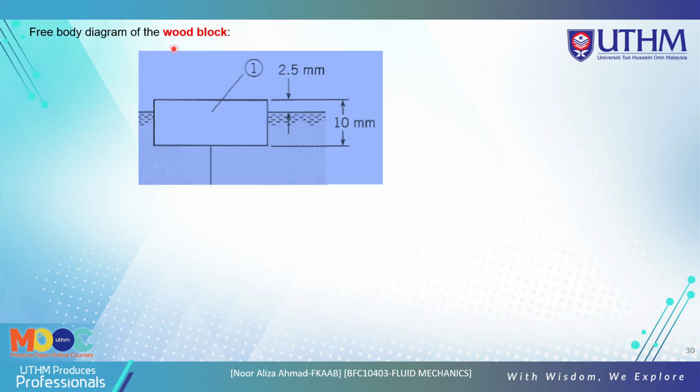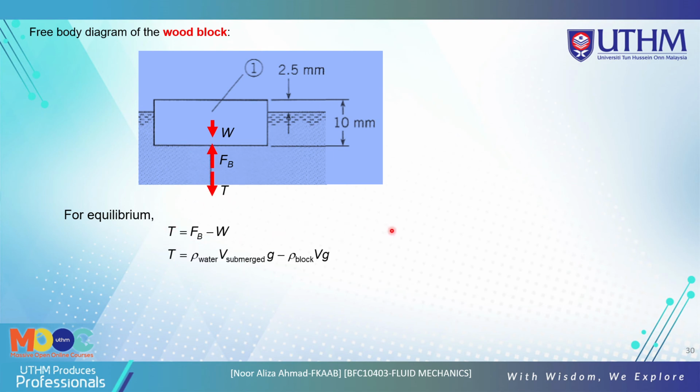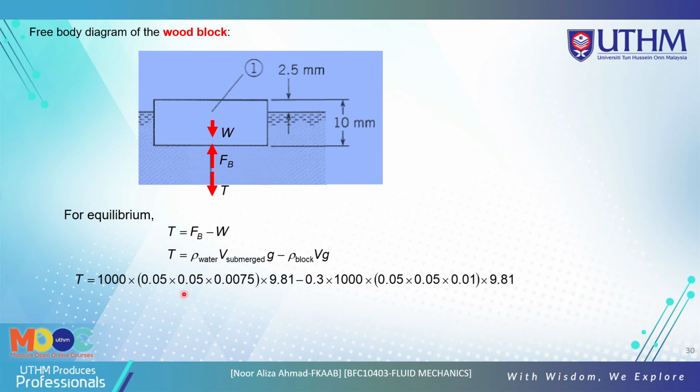So the free body diagram of the wood block. We have W, the FB, and also the T. So this is the concept for the free body diagram of the wood. For equilibrium, you must use the T. FB is plus, and it is actually negative here. Just put all the values here until you get T is 0.1104 Newton. So this is for the wood block.